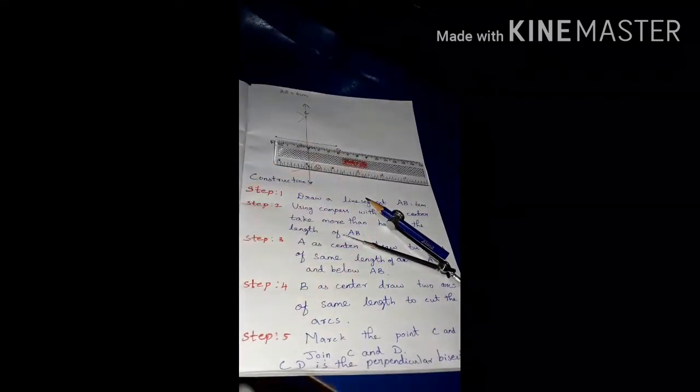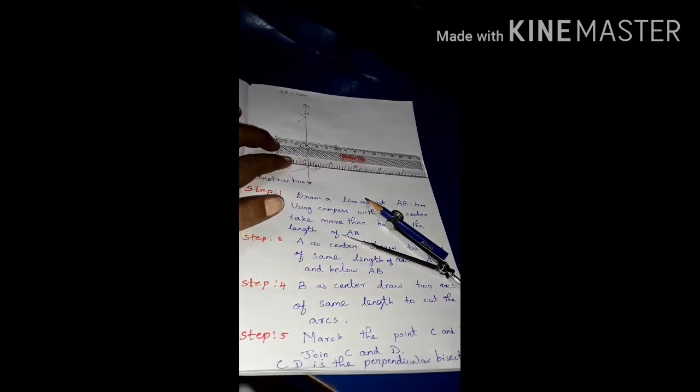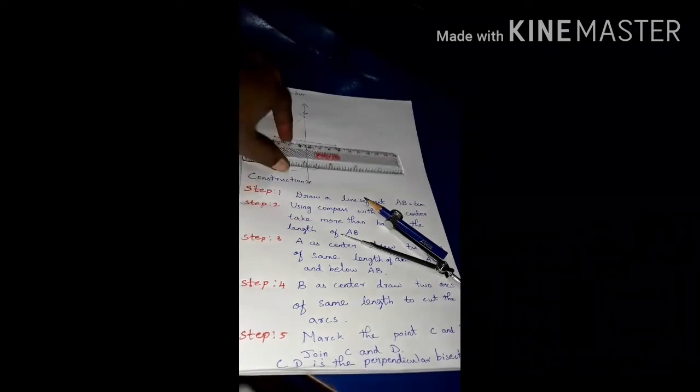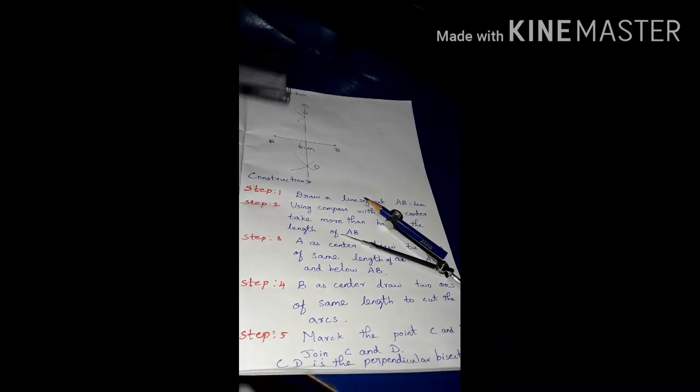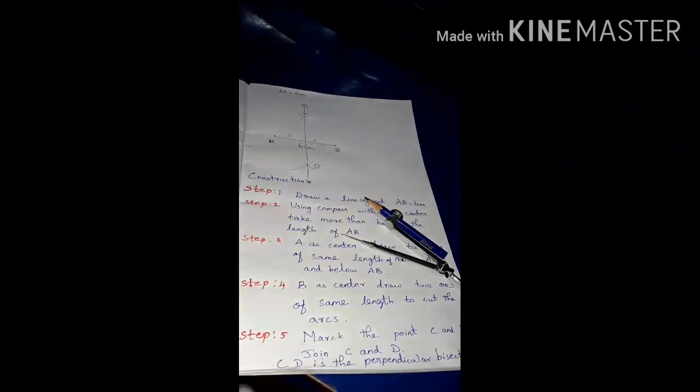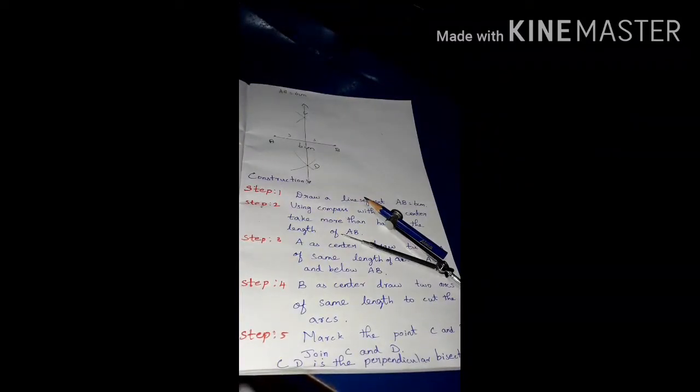Okay. Now measure the line and see. It is equally divided, 3 centimeter and 3 centimeter. We did not measure anything, but the perpendicular line divides the line segment equally. This is the perpendicular bisector of the line segment.